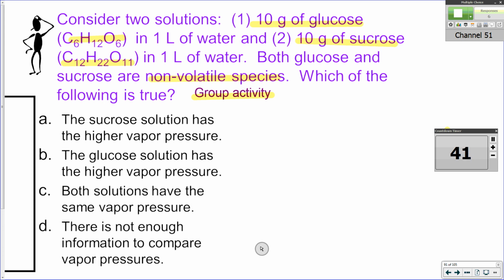Okay, now remember what I told you with colligative properties. Think about what the definition of colligative properties was. That's the key to answering the question. Yeah, colligative property is not based on what it is, just that they both have the same, so they should have the same thing.